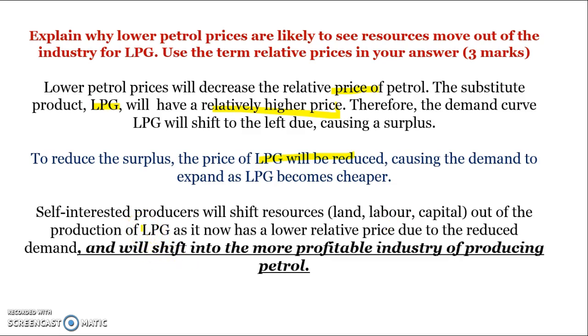Rather than saying that they'll shift into petrol, we don't know if petrol is more profitable. What we know is LPG is not profitable, or not as profitable as what it was. So this last paragraph should say, self-interested producers will shift resources, land, labour and capital out of the production of LPG, as it is now relatively less profitable due to the lower price.